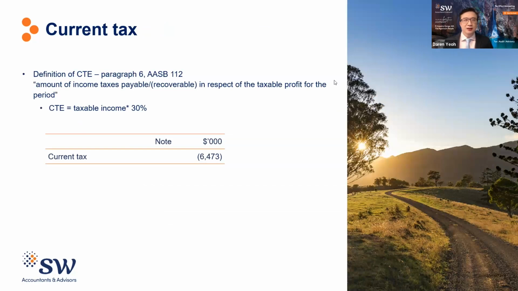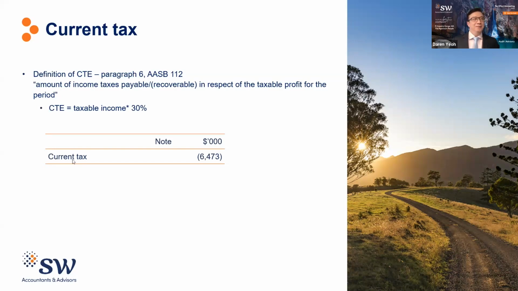Firstly is the current tax expense. So current tax expense is really simple. You take your taxable income, multiply by the tax rate, which is 30%, and you subtract any applicable tax offsets, and that's your current tax expense. Basically it's what you need to pay to the ATO on your taxable income. If you're in a tax loss position, obviously there's nothing to pay and your current tax expense is zero.